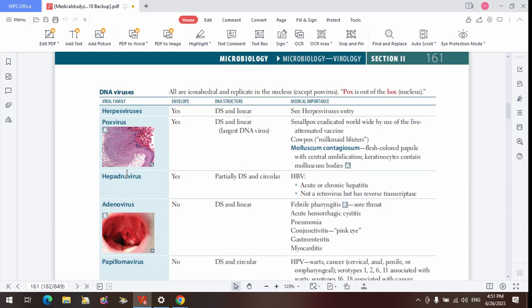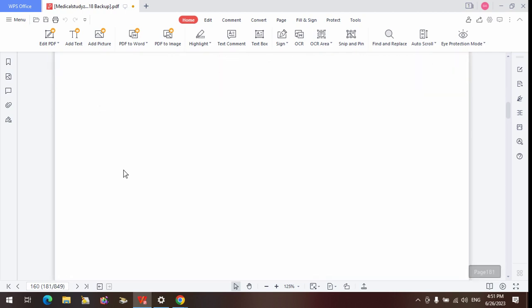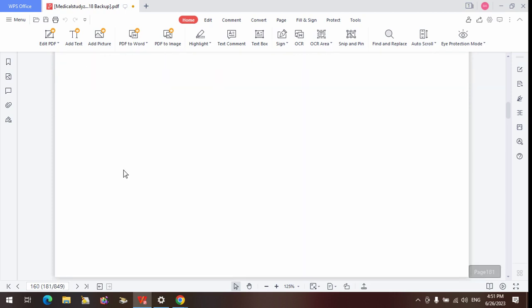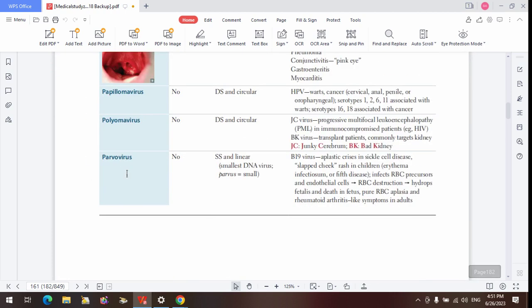So once you look at the arrangement, you'll be able to remember. When we talk about circular, we remember the P's. Circular, the P's: polyoma, papilloma, and what? And our partner, circular DNA. And don't forget, our partner is partially double-stranded. Partially double-stranded DNA.